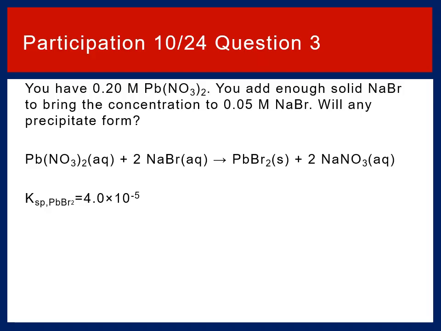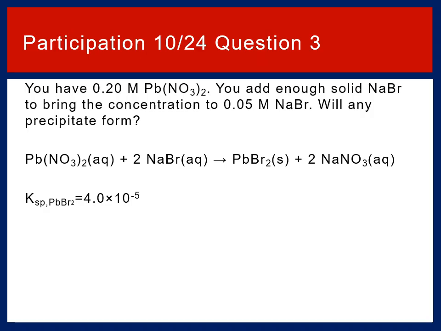Participation 1024, question 3. You have 0.20 molar Pb(NO3)2. You add enough solid NaBr to bring the concentration to 0.05 molar NaBr. Will any precipitate form? We have the reaction Pb(NO3)2 aqueous plus 2 NaBr aqueous becomes PbBr2 solid and 2 NaNO3 aqueous. Ksp for PbBr2 is 4.0 times 10 to the negative 5. This is the third question on participation 1024, due Friday, October 24th at 11:59 p.m. over on Blackboard. The link to the assignment is right below the links to these videos.